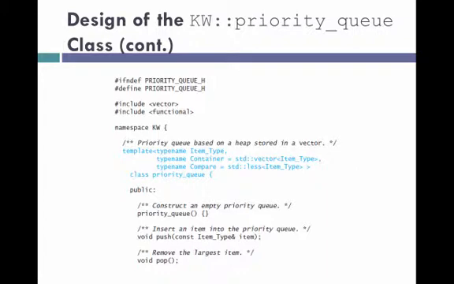And there's code for the priority queue in your book, and I encourage you to go look at it and make sure you understand all the lines for it.